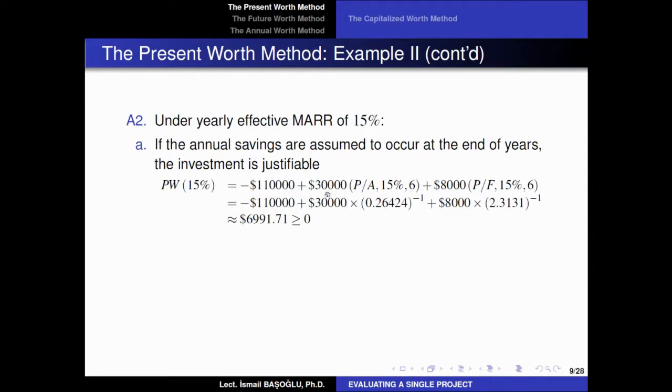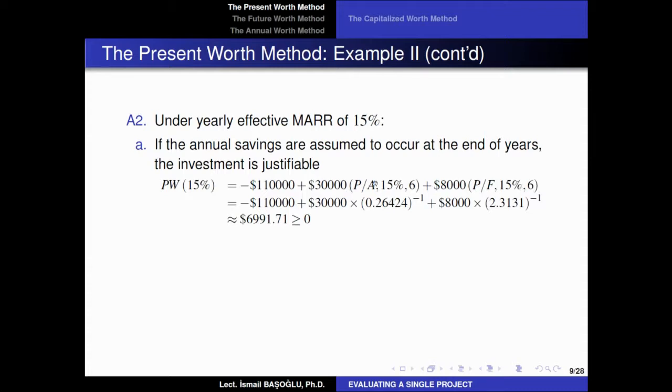We need to calculate the present worth of this $30,000 by multiplying it with the uniform series present worth factor under 15% minimum attractive rate of return, and for 6 years. Finally, at the end of the 6th year, if we want to sell this heating system, it sells for $8,000. So these $8,000 of profit must be discounted to present value by multiplying it with the single payment present worth factor under 15% interest rate for 6 years.